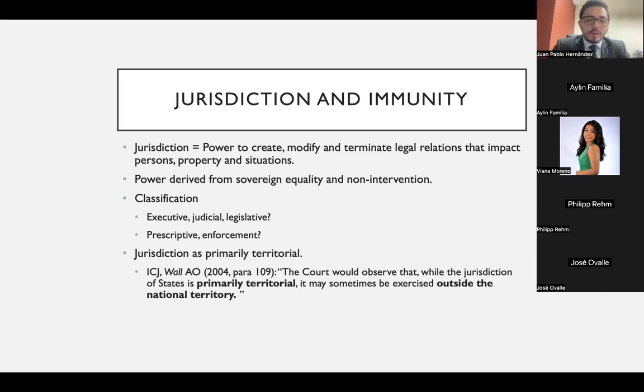Because from the theoretical perspective, there are many ways in which we can understand this jurisdiction, this power to create, modify, and terminate legal relations within the sovereign powers of a state. Some have argued, and this is based on the Montesquieuan theory of the separation of powers, that jurisdiction itself has multiple archetypes that are divided into executive power, judicial power, and legislative power.